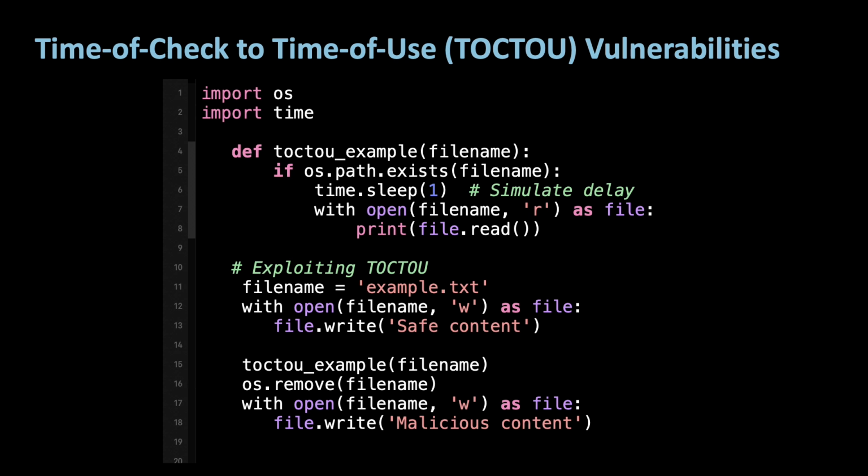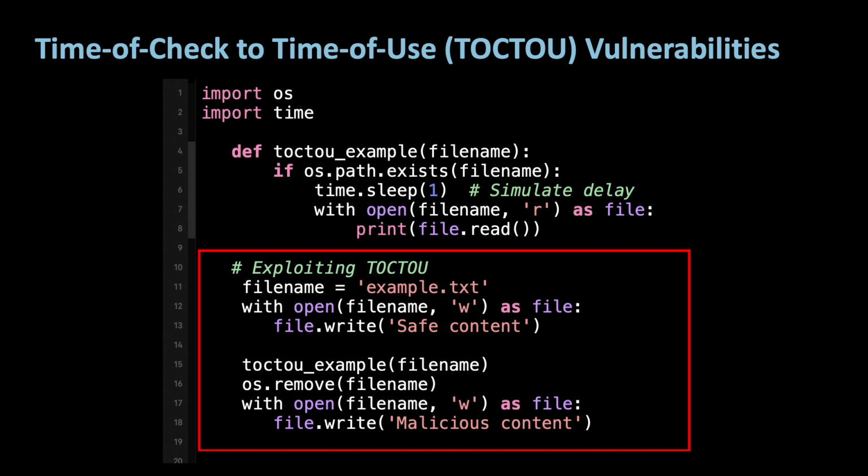So what's happening? The TOCTOU example function checks if a file exists and then reads its content after an artificial delay. During the delay, the file can be deleted and replaced by a malicious file. This change between the check and use, so between os.path.exists(filename) and open(filename, 'r'), can be exploited. Why does it occur? The state of the file system can change between the time of check and the time of use, allowing an attacker to manipulate the file in the meantime.